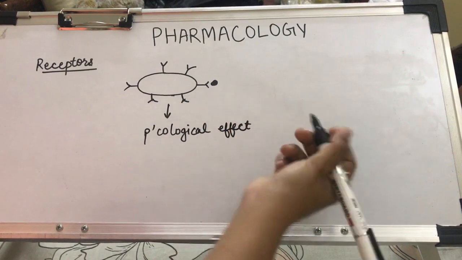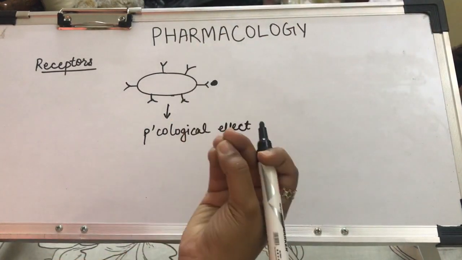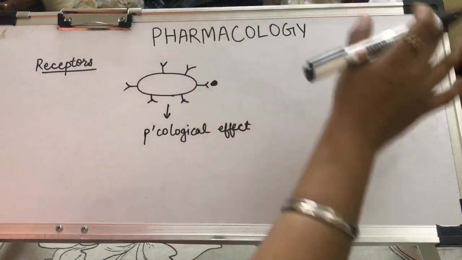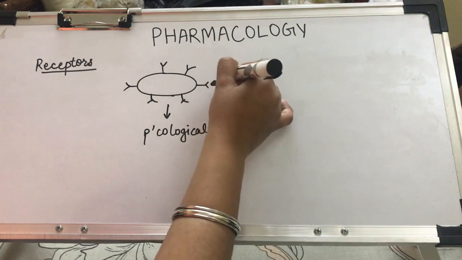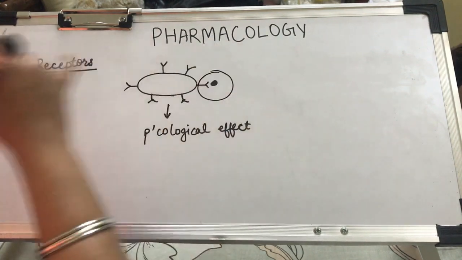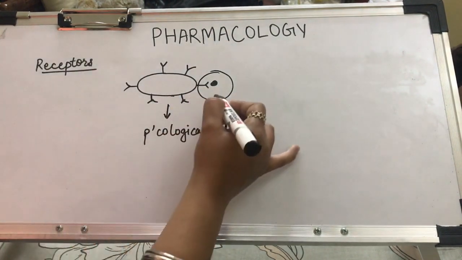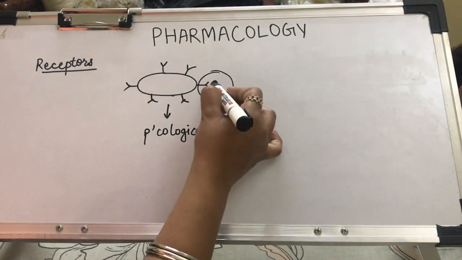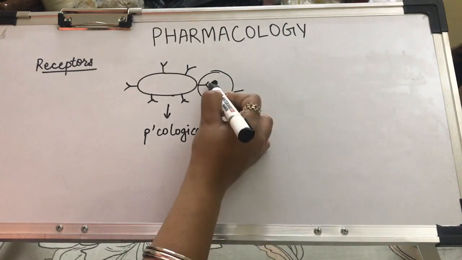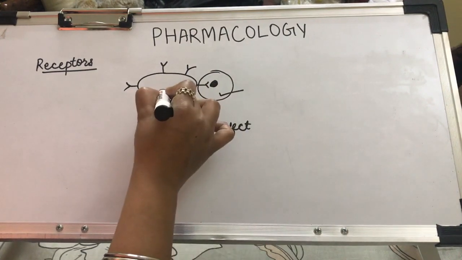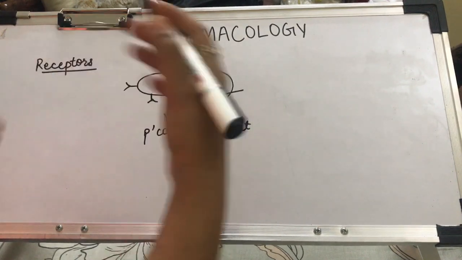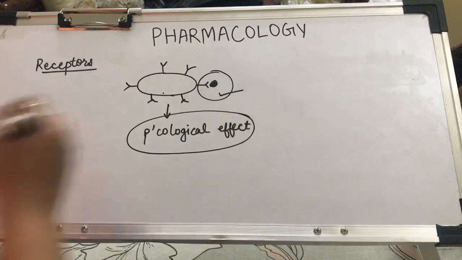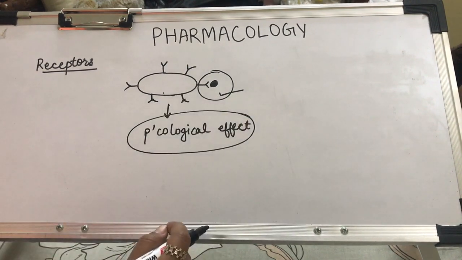Basically, when a drug is consumed, it gets absorbed, distributed, metabolized, eliminated. But when it gets absorbed into the bloodstream, into the systemic circulation, it comes in contact with its site of action, it gets bound to the receptor, and this binding will bring about a conformational change, and there will be a series of biochemical reactions which ultimately lead to a pharmacological response.